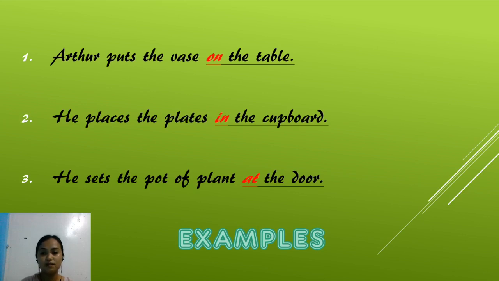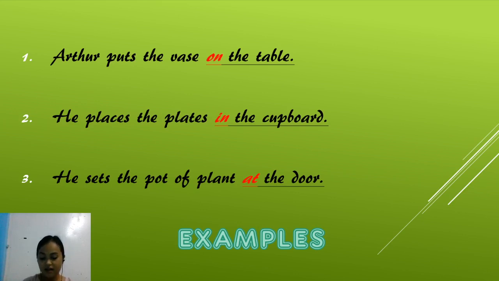Example number 1: Arthur puts the vase on the table. 2. He places the plates in the cupboard. 3. He sets the pot of plant at the door. The red color words on, in, at are examples of prepositions. Now, how will prepositions become prepositional phrases?